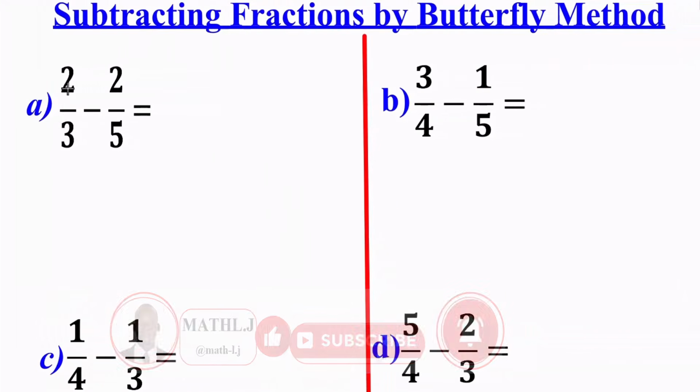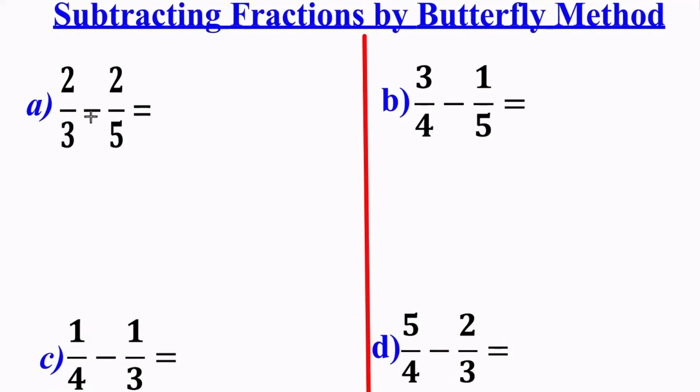So in here we have 2 divided by 3 minus 2 divided by 5. How can we work out this expression by the butterfly method? We have two things to consider: the major diagonal entries and the minor diagonal entries. If you are subtracting, we always begin by multiplying the entries in the major diagonal.